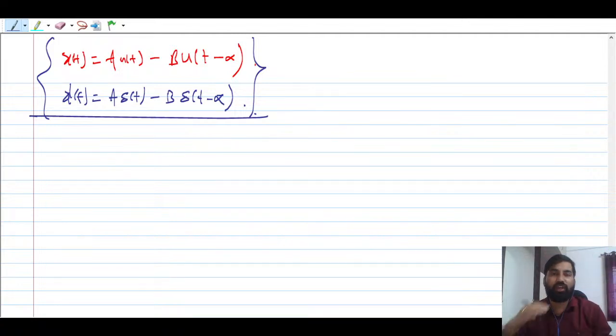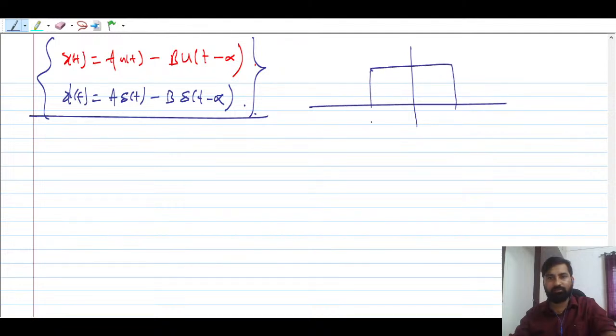How much jump you are making: from 0 to 1 means a jump of 1. Suppose you are jumping to minus 1, then there will be a negative impulse. For the piecewise continuous portion, we find the ordinary derivative, x dash of t, and at each jump location of x of t we include impulses whose strength equals the jump. So suppose I take one rectangular pulse like this, from minus t by 2 to t by 2.